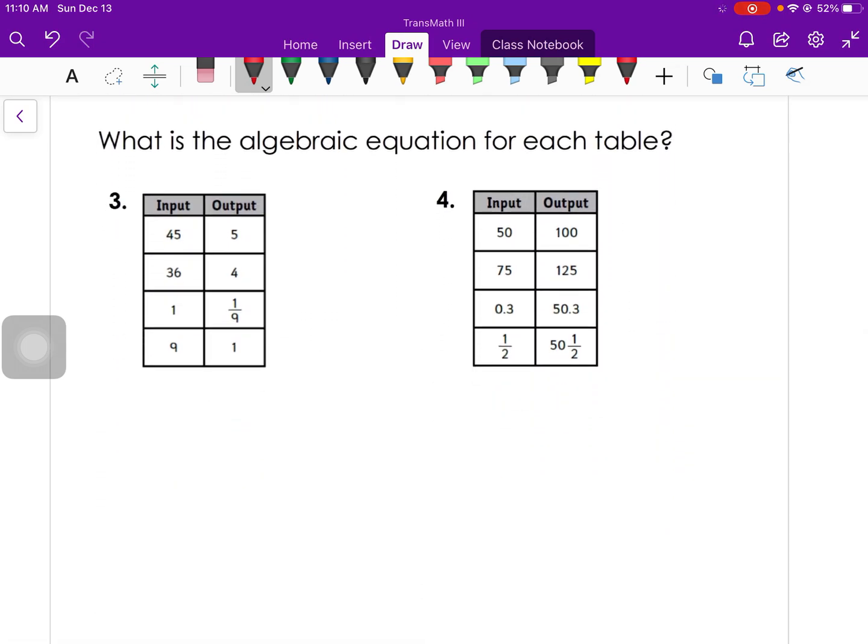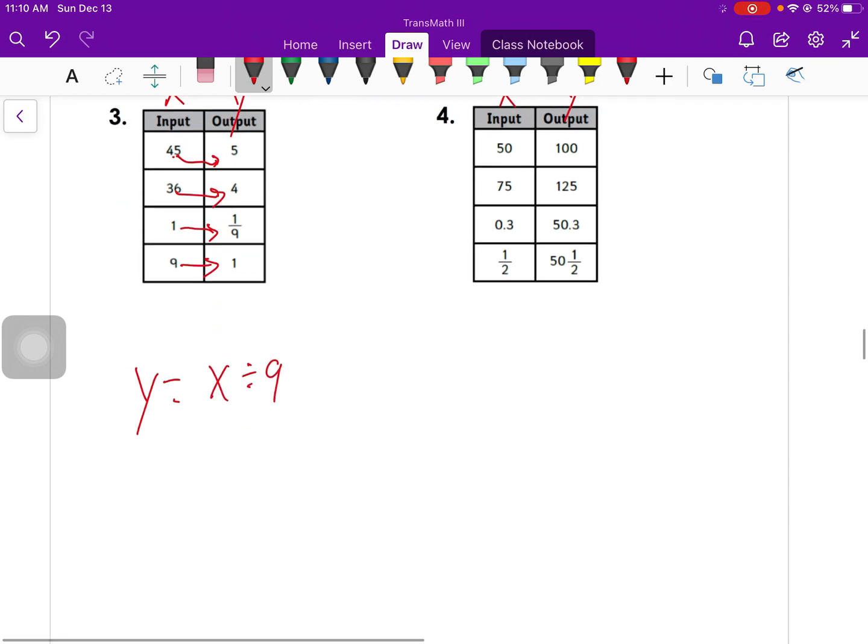Now when we're finding the algebraic equation for each table, I'm going to use an x for my input and a y for my output in both of these problems. When I put in 45, I get out 5. So I'm going to end up with y equals something. In order to get from 45 to 5, I could subtract 40 or I could divide by 9. If I do 36 to 4, I can't be subtracting 40, but that's dividing by 9. 1 divided by 9 is 1/9. 9 divided by 9 is 1. So what I'm doing is taking my input value divided by 9. You could write it like this as well. Either one of those is perfectly fine.